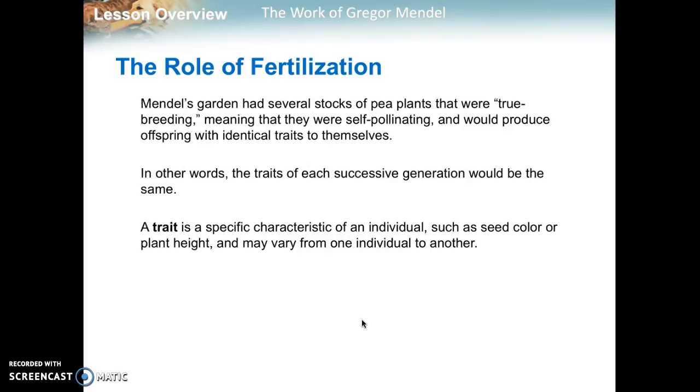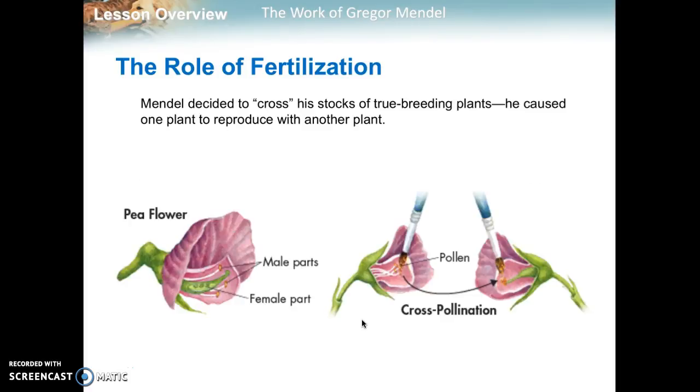So what Gregor Mendel did was he had a stock of true breeding plants, meaning that they were self-pollinating and would produce offspring with identical traits to themselves. In other words, the traits of each successive generation would be the same. A trait is a specific characteristic, such as seed color or plant height, and it varies from individual to individual.